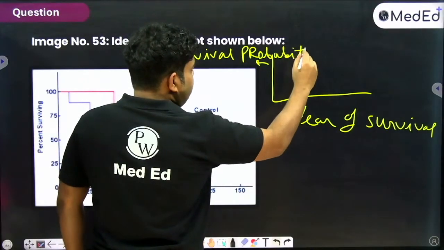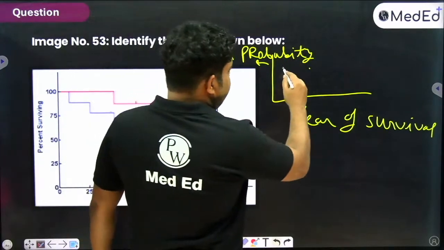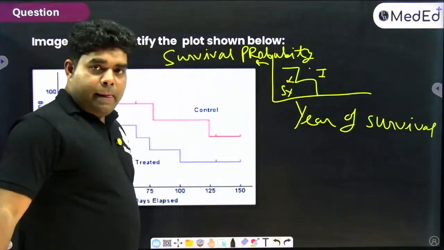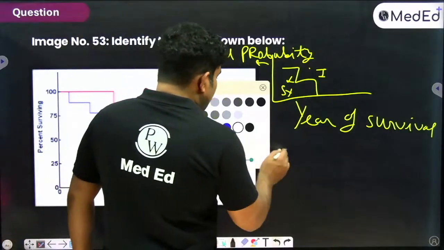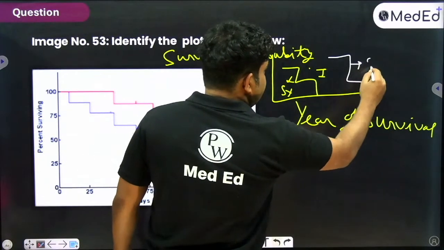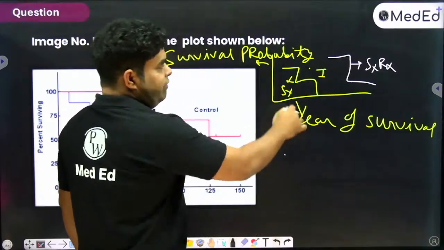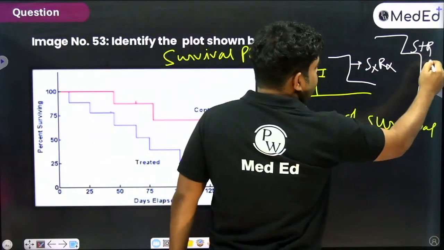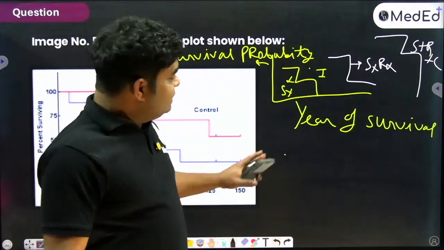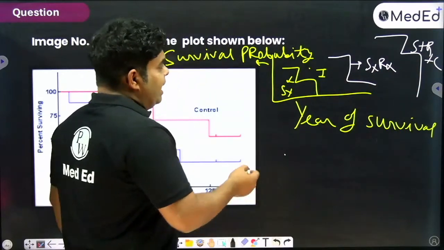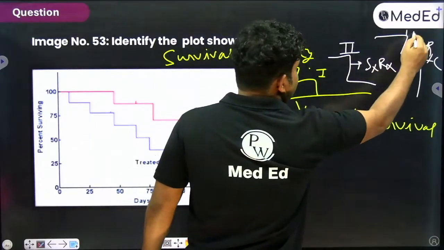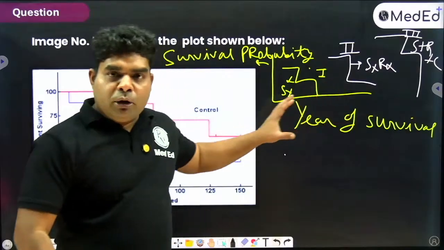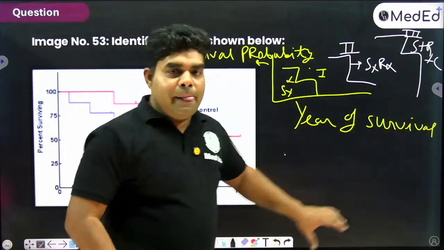So this survival probability will be something like this in one case if the patient goes through only surgery. If the patient went through both surgery plus radiotherapy, the survival will be like this. And if the patient went through surgery plus radiotherapy plus chemotherapy, all three, then survival will be much better. So the question which came in INI-CET was, out of these 1, 2, 3, which plot is better? Of course, the third plot is better because it has more years of survival, more survival probability.